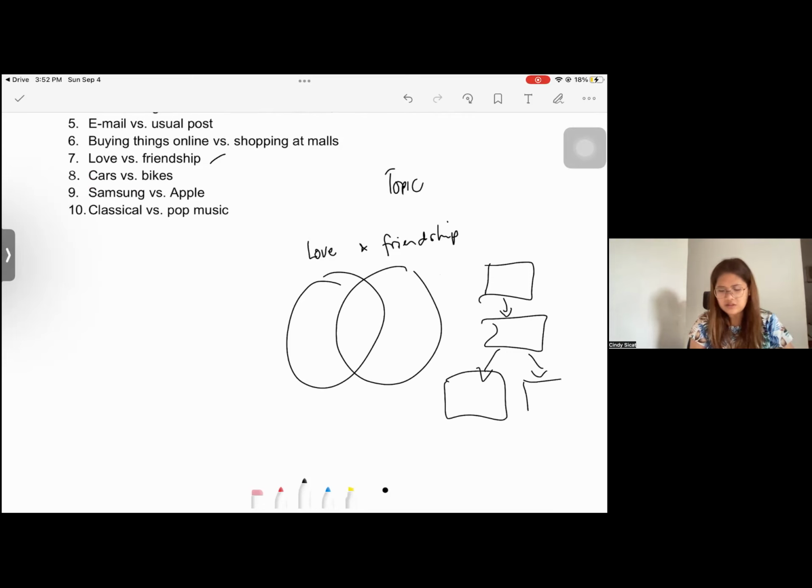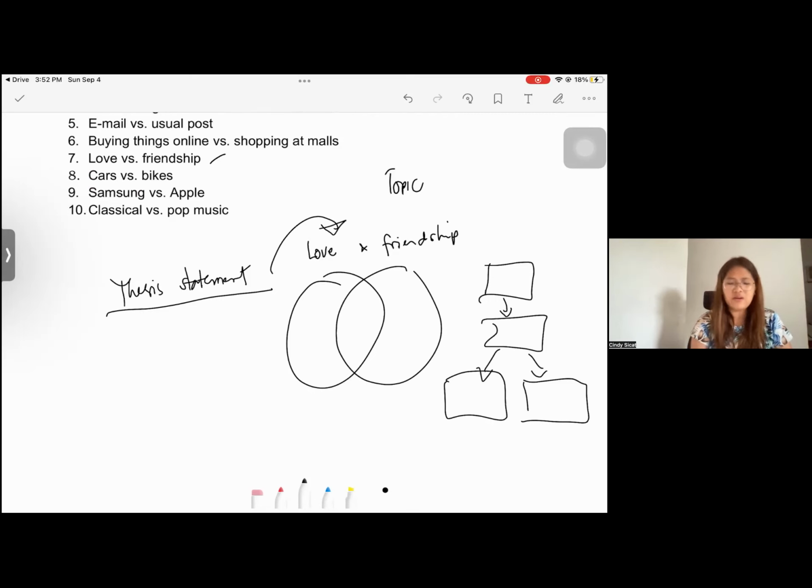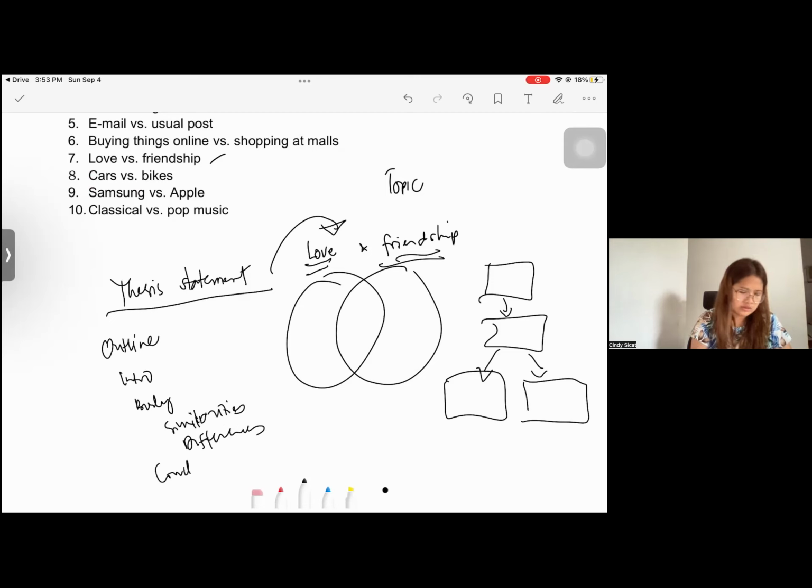Once I fully understand the similarities and differences, I'll come up with my thesis statement, okay? The thesis statement is what I want to write in the paper, let's say these two are highly different, or friendship is better than this, or love is better than this. Then I would have to outline, okay: the intro, the body would include the similarities and differences, and then the conclusion, which one is better?